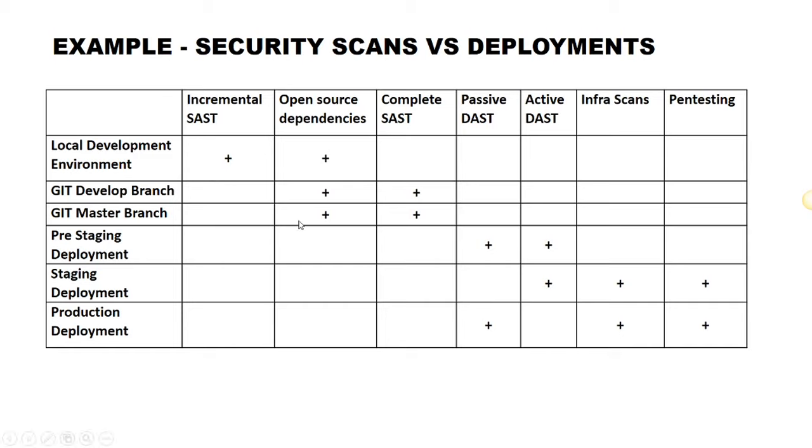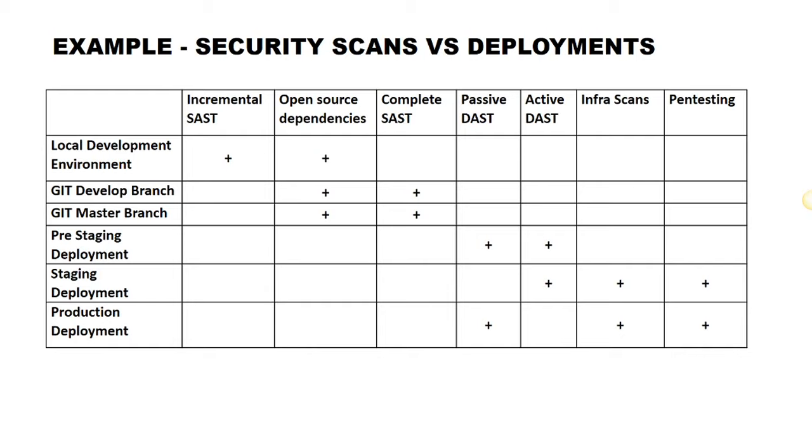In the Git master branch, we run open source dependency scans again, and we are also doing a complete SAST on the master branch. Now in pre-staging, I put an example of staging, pre-staging and production. In your case it could be different, like UAT, pre-UAT, or next staging or staging.